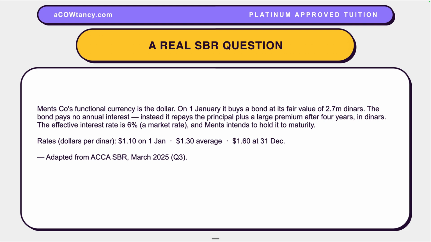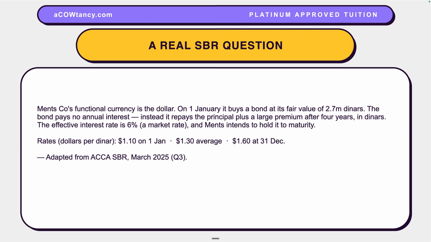It says, Mint Company's functional currency is the dollar. So we know it's about foreign exchange, but we don't have to talk about functional currency because it's given, it's the dollar. On the 1st of January, it buys a bond. Now, if you buy something, it's an asset. So it's a bond, it's like a loan. You're buying it, so it's a receivable loan, an asset, at its fair value of 2.7 million dinars. We're going to use the 2.7 million dinars in the answer. We're going to use everything.